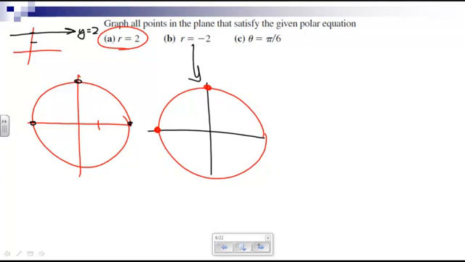How about that point right there? How does that satisfy it? If the theta is negative pi over 2, meaning I rotated around this way and I backed up 2. So indeed, that point would satisfy that equation. It's kind of a weird thing, thinking of a negative R value. But mathematicians are weird.